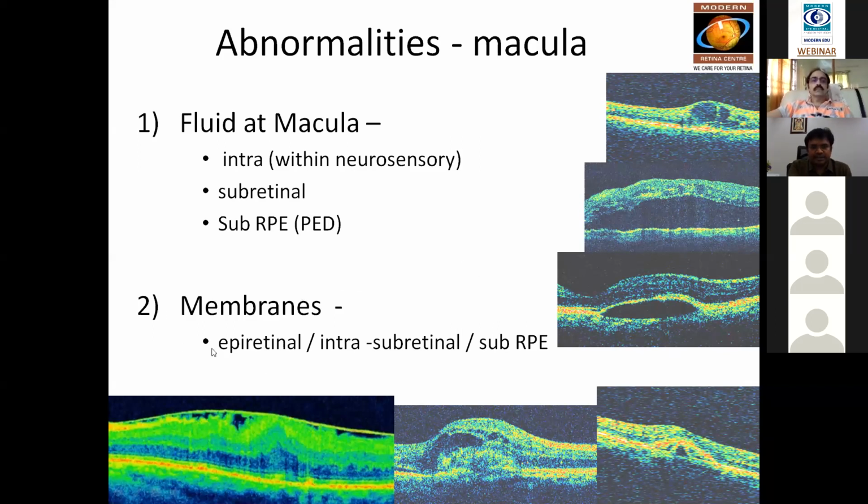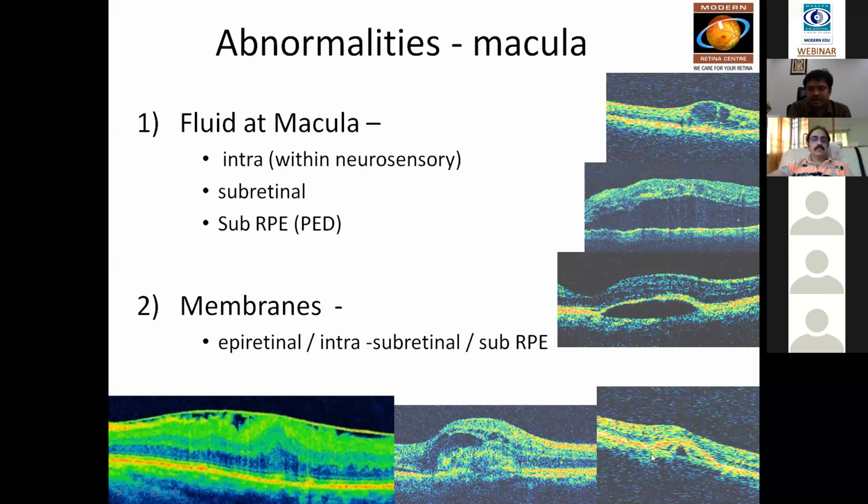And then membranes. As I said earlier, the membrane could be just an epiretinal membrane, or the membrane could be intraretinal or subretinal, as is seen in the second picture at the bottom, the central one, that shows a hyperreflective area in the center. This is again a membrane, a choroidal neovascular membrane, which is above the level of the RPE. Now the bright red line at the bottom is the RPE. So it has broken that and come into the subretinal space. That is a choroidal neovascular membrane.